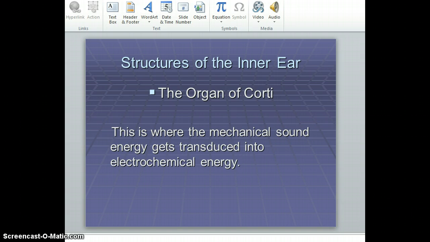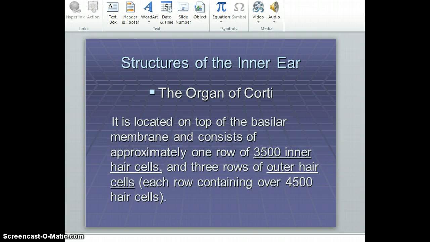The organ of Corti is where the mechanical sound energy gets transduced into electrochemical energy. The organ of Corti is located at the top of the basilar membrane and consists of approximately 1 row of 3,500 inner hair cells, and there are 3 rows of outer hair cells. And each row of the outer hair cells contains approximately 4,500, give or take, hair cells.